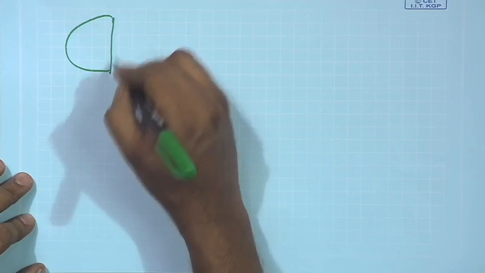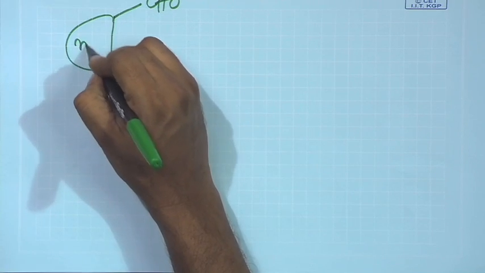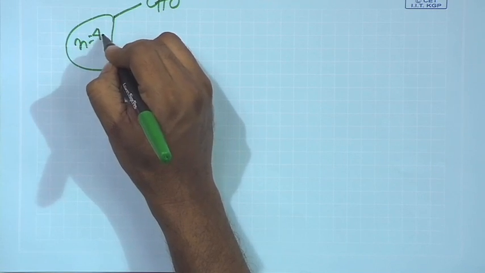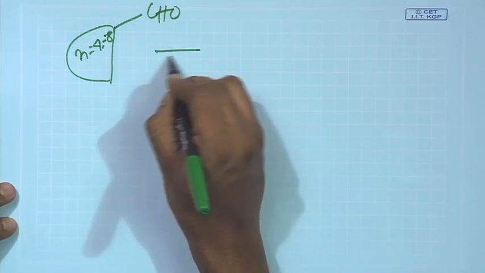Let us say you have a ring, and you want to make this kind of compound. This is a ring, so n could be 4 to 7 or 8, meaning a 4-membered ring, a 7-membered ring, or an 8-membered ring. The retro will be something like this.